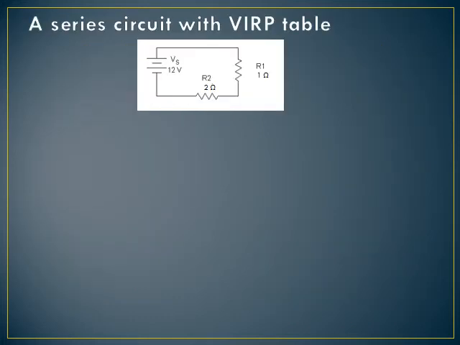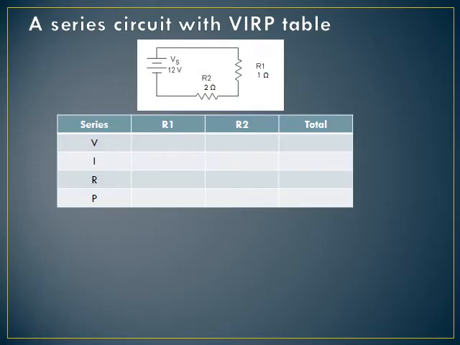So we're going to make a VIRP table with the series circuit and talk a little bit about why all the values in this table make sense. So here's a series circuit. You'll notice the resistors are back to back, and I've given those resistors values so we can plug it into our table. The table in this case is going to be a little bit more complicated.